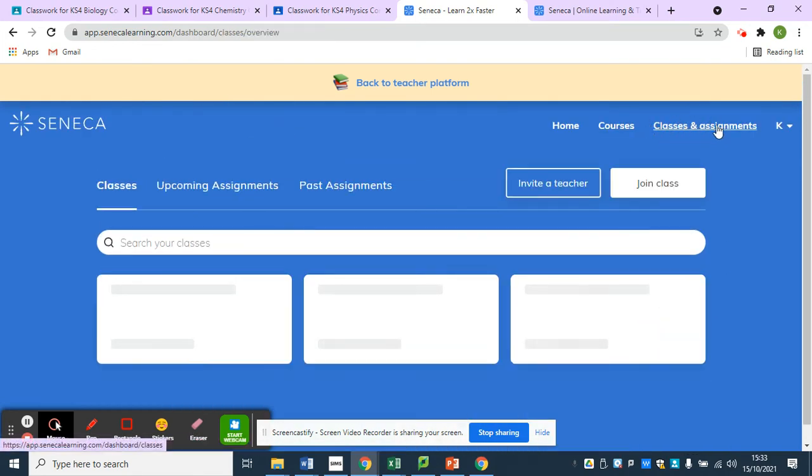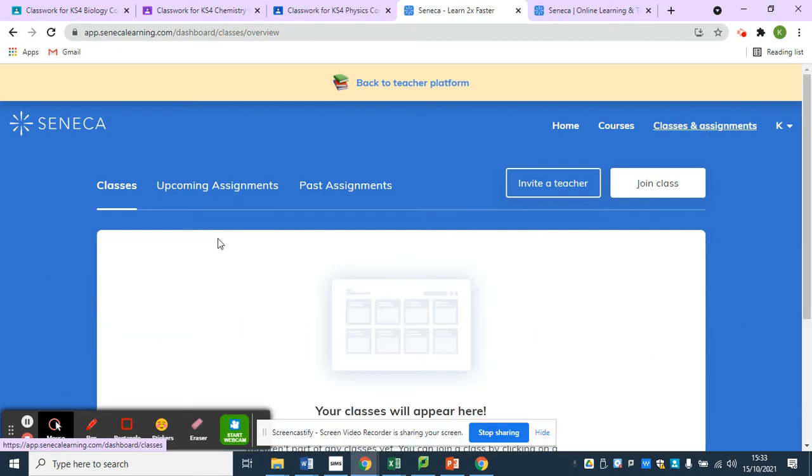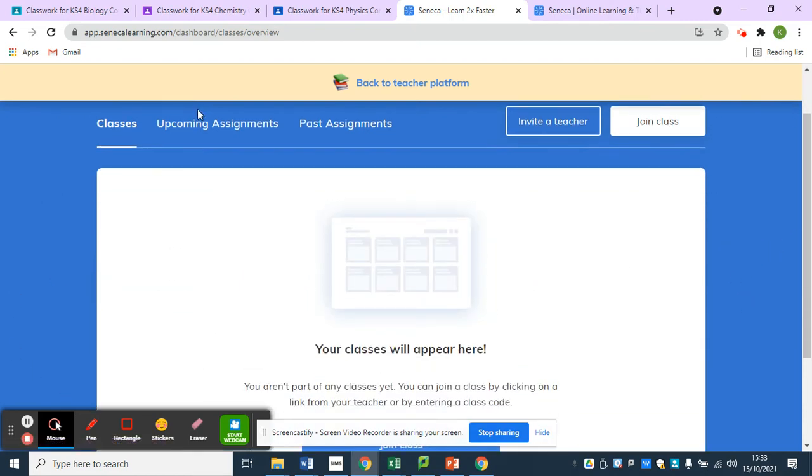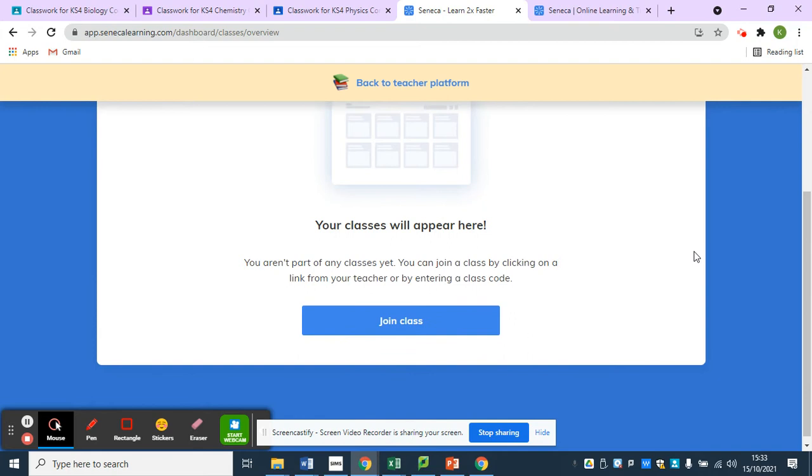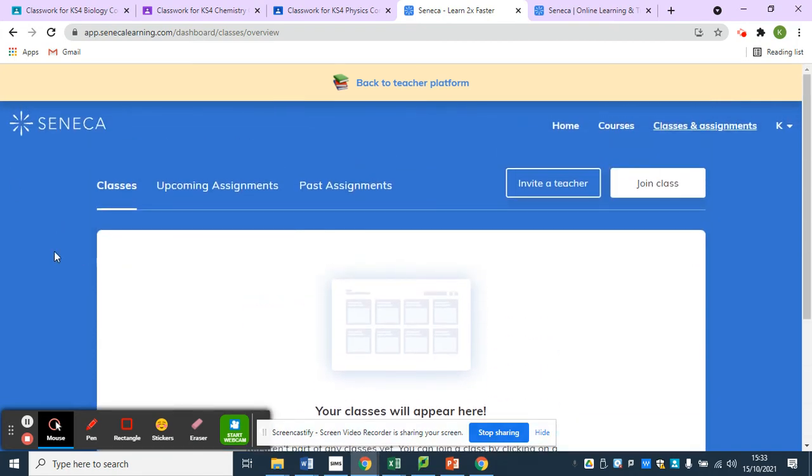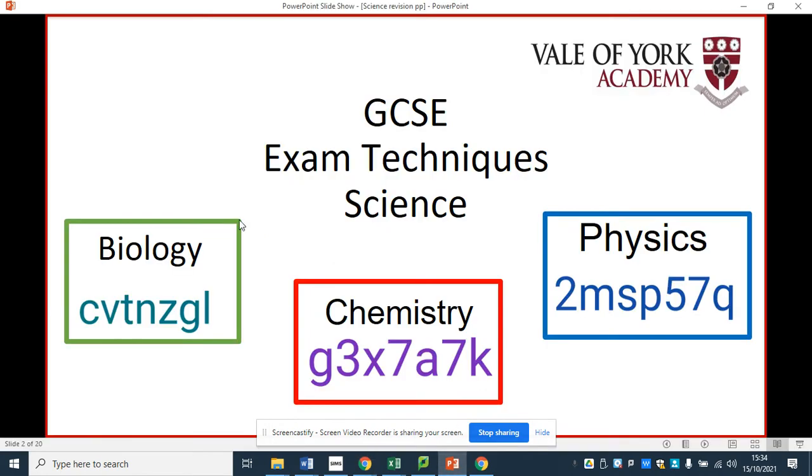If they click on classes and assignments, it will allow you to see what classes they are part of and what assignments they have coming up. So for science, we have set them revision for each of their papers that covers the topics that are coming up. The topics that are coming up should be available on the individual class Google Classrooms as well. So the student should be informed about that. So those are the online resources that we use.